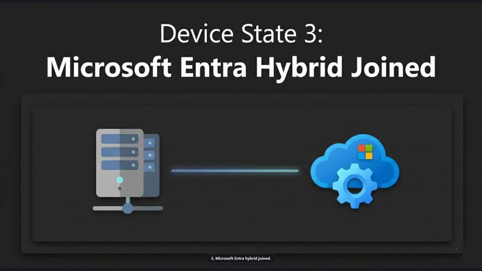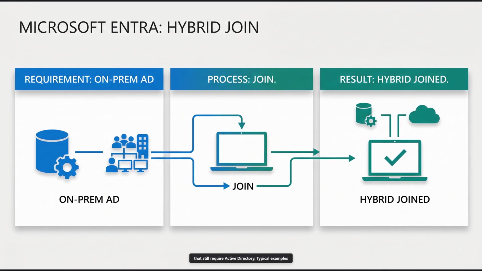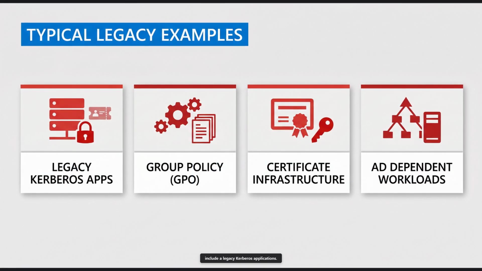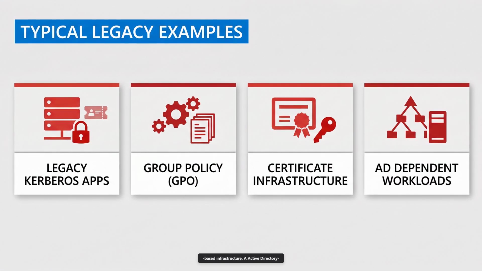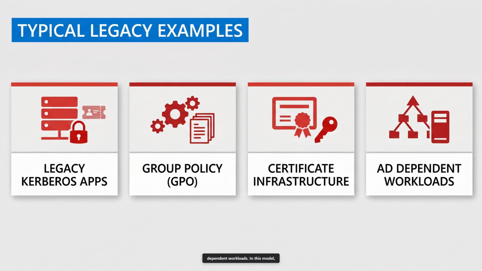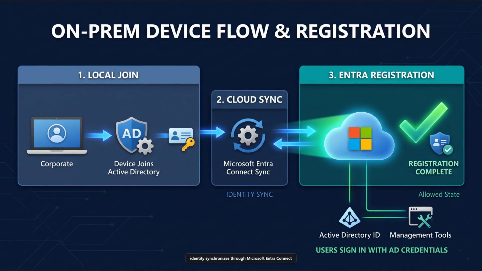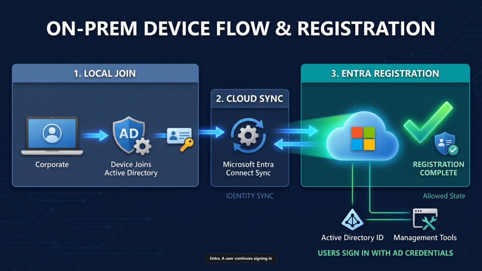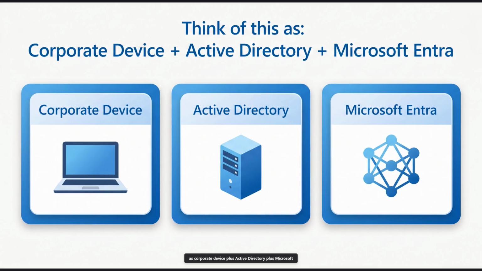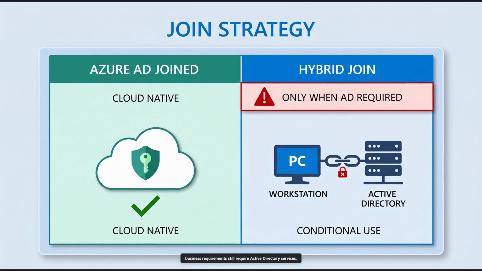Device State 3, Microsoft Entra Hybrid Joined. Microsoft Entra Hybrid Joined exists for organizations that still require Active Directory. Typical examples include legacy Kerberos applications, existing group policy environments, certificate-based infrastructure, and Active Directory dependent workloads. In this model, the device joins Active Directory. The device identity synchronizes through Microsoft Entra Connect Sync. The device completes registration with Microsoft Entra. Users continue signing in using Active Directory credentials. Think of this as corporate device plus Active Directory plus Microsoft Entra. Use Hybrid Join only when business requirements still require Active Directory services.